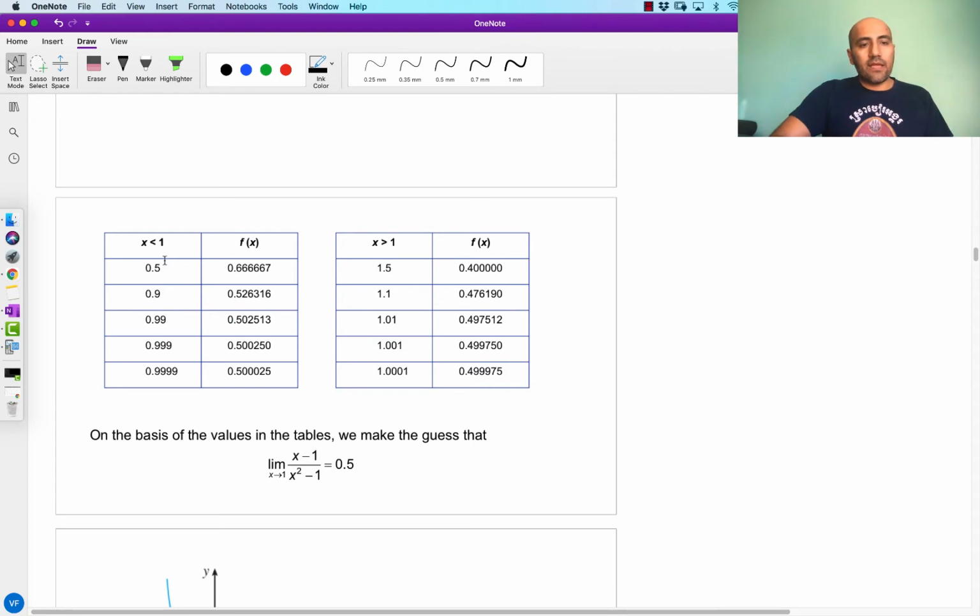As we let x equal a variety of numbers, slowly creeping up toward 1 but never actually equaling 1, we see that the output values get closer and closer to 0.5. And the same thing from the other direction: as x slowly comes down toward 1, never equaling 1, the output values get closer and closer to 0.5. So from this, we can infer that the limit as x approaches 1 of (x minus 1) over (x squared minus 1) is equal to 0.5.